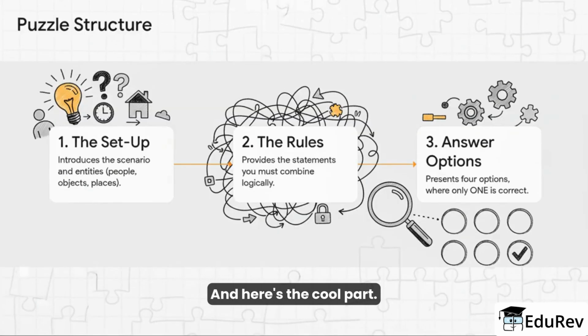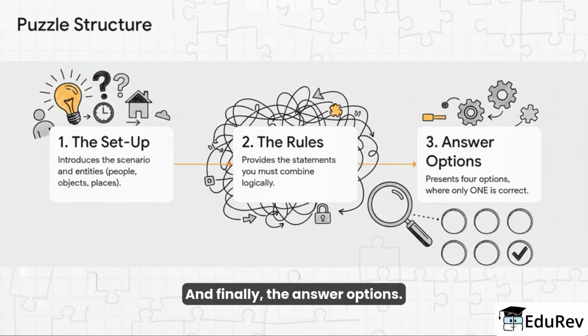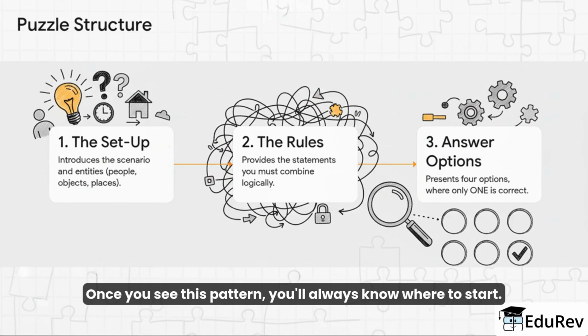And here's the cool part. Every single puzzle is built this way. First, you get the setup. That tells you who and what you're dealing with. Then you get the rules. Those are your clues. And finally, the answer options. Once you see this pattern, you'll always know where to start.